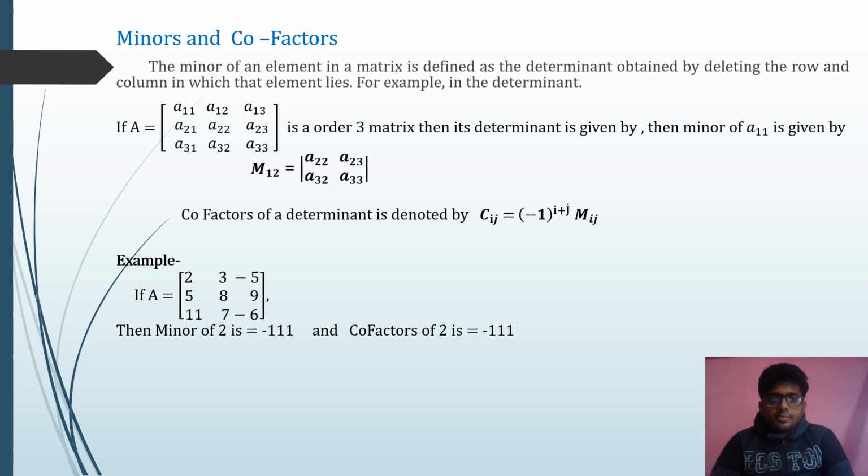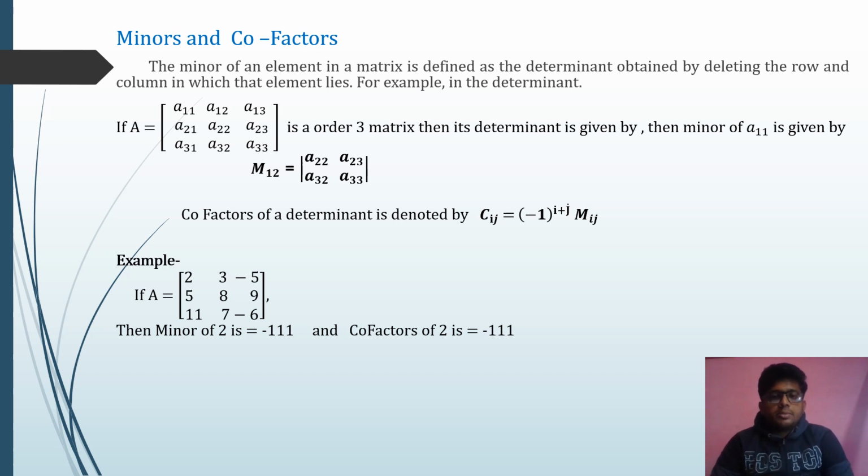Here you can see that i is 1, j is 1. i means the number of rows, that goes 1 to m, and j means the number of columns, that goes 1 to n. So here you see that there is an example, and here you see the minor of 2 is minus 111. So we calculate the minor of 2: hold the 2 and delete its row and column. You can see that 8 into 6 is 48, minus 9 into 7, 63. So we got minus 111.